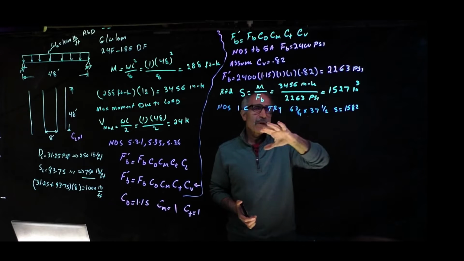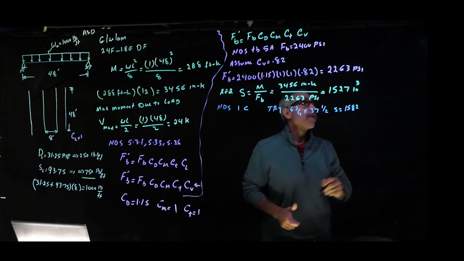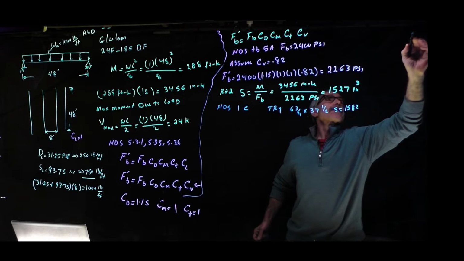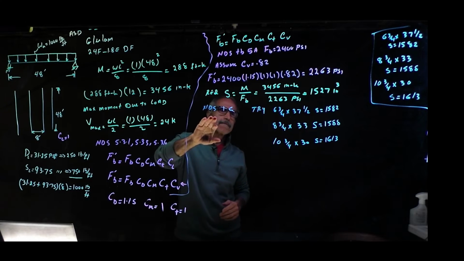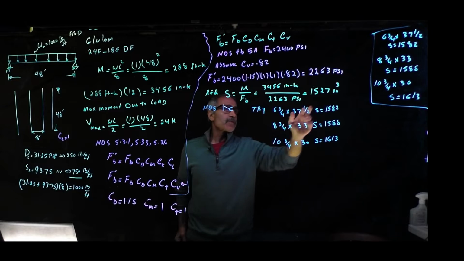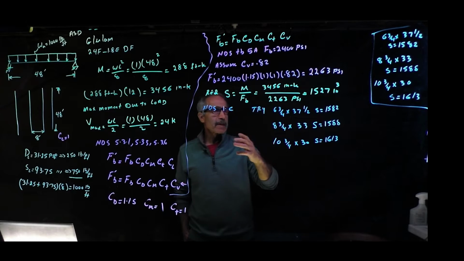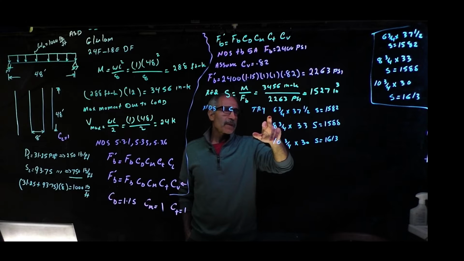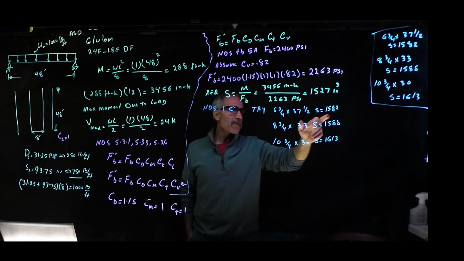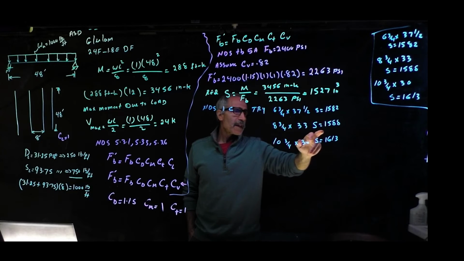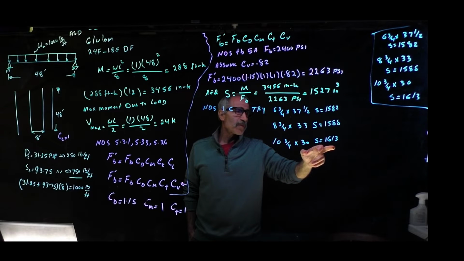So let me just go ahead and put 3 tries out. Try 1 is going to be to the table 1C, and our section modulus is 1527. And from that table, we selected 3 different ones. I can go with the 6 3/4 by 37.5, which has this section modulus, an 8 3/4 by 33 with section modulus 1588, and a 10 3/4 by 30 with section modulus equal to 1611.